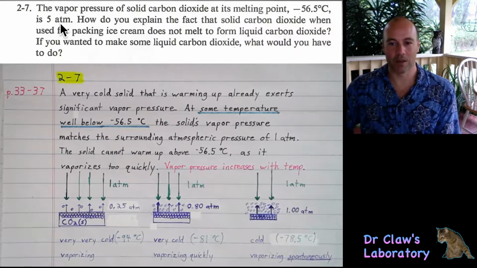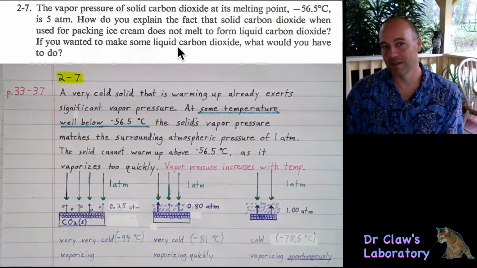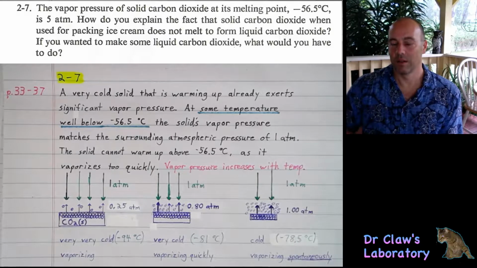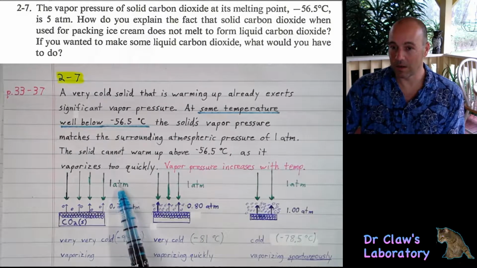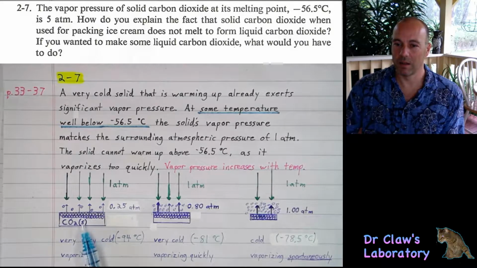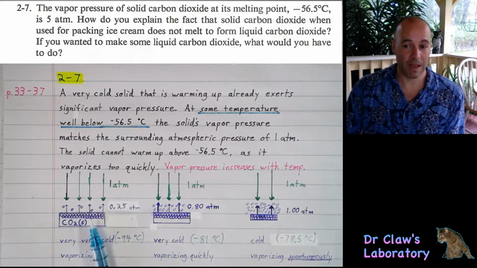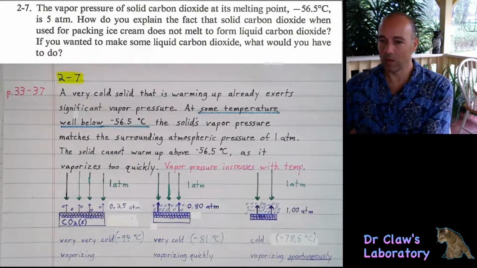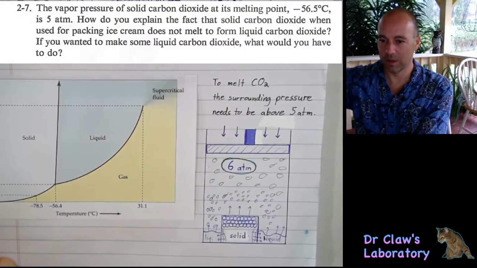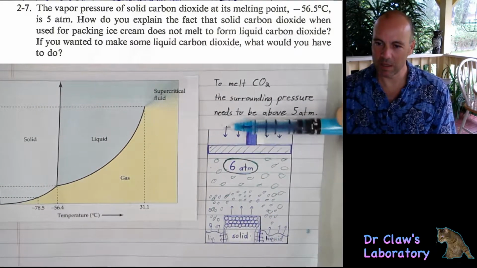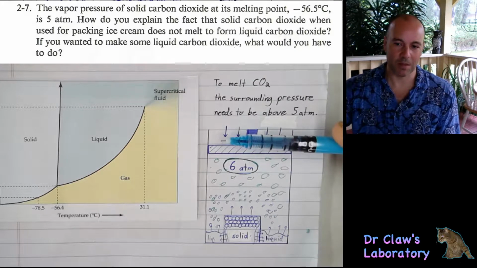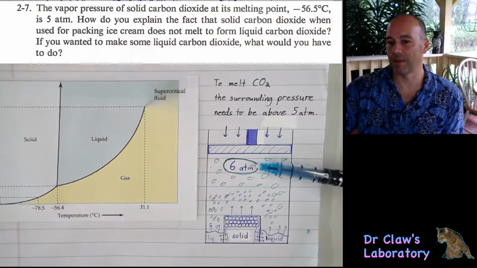Now, the second part of the question says, if you wanted to make some liquid carbon dioxide, what would you have to do? Well, you can't do it under a surrounding pressure of 1 atmosphere, but if you were able to put your carbon dioxide in a surrounding pressure above 5 atmospheres, you would actually be able to see it melt. And one way to do it would be to put your CO2 inside of some sort of piston, and you squeeze that piston down so the pressure inside here is above 5. So suppose you do that. Suppose you squeeze it down and now the pressure is 6 atmospheres.